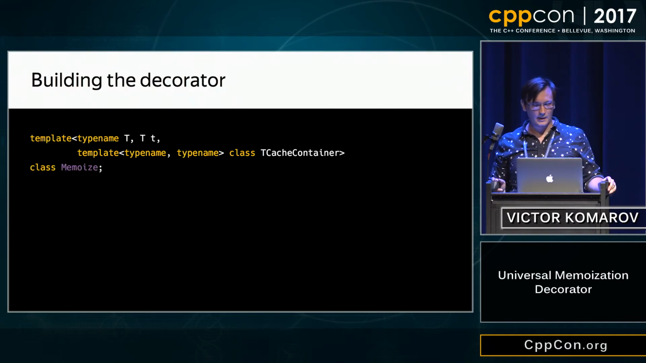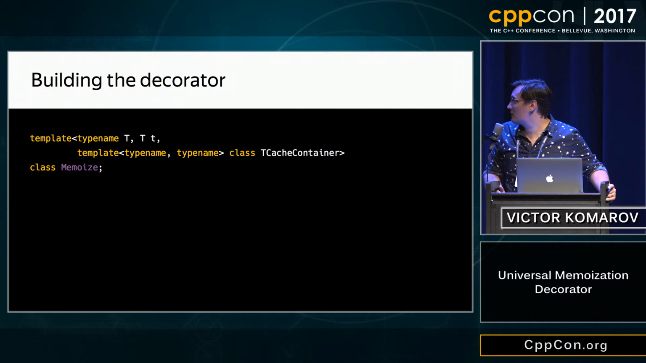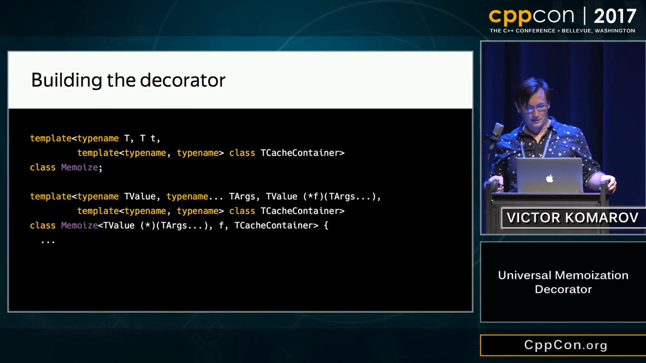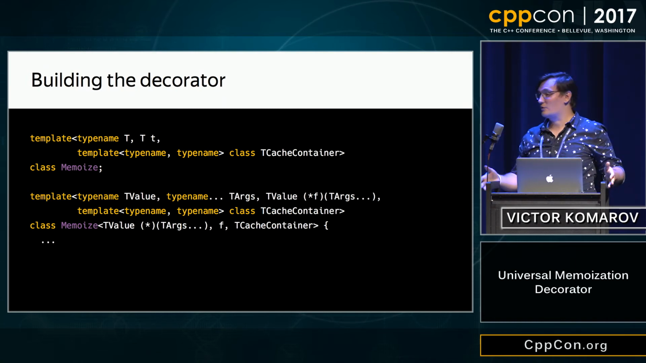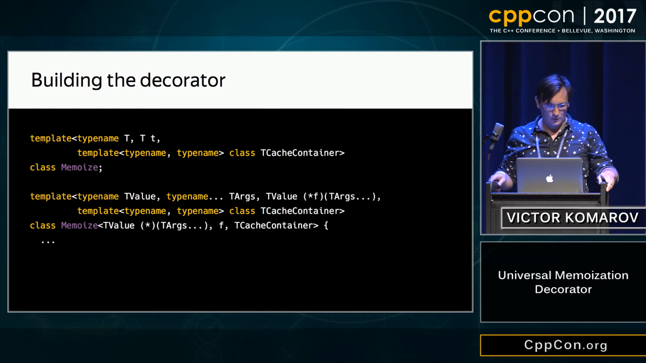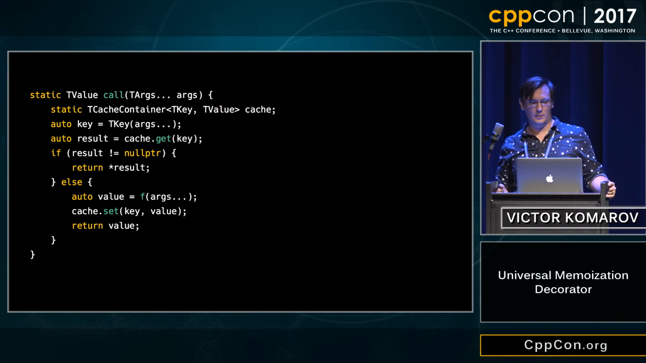Okay. Let's build the decorator. We start with the template declaration. The first line of the parameters corresponds to the trick I mentioned. The second line is about the container. Then we specialize our decorator for functions because we don't want to call the decorator on integers or strings or whatever. So first comes the function signature, then comes the function itself, and then the container we want to store our results in. Here is where all the work is done, so the function call is supposed to be called instead of the function we are decorating.